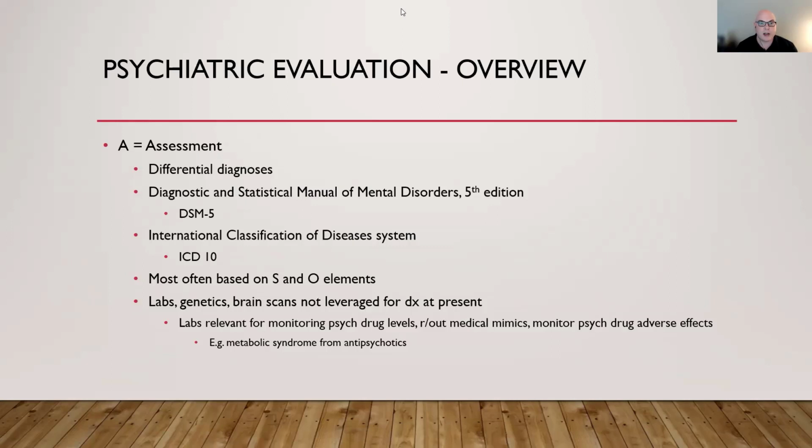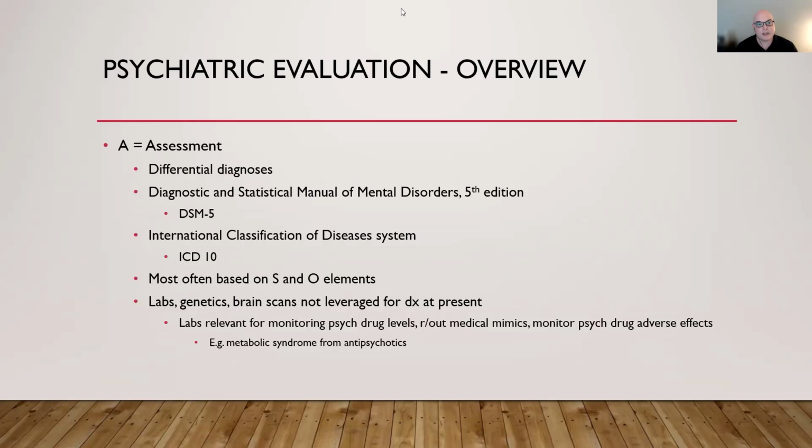At the clinician or provider level, you're using this assessment to really list down your differential diagnoses. Differential diagnoses for mental health disorders are covered in the Diagnostic and Statistical Manual of Mental Disorders, 5th edition, commonly called the DSM-5. We also use the ICD-10, which is the International Classification of Diseases system. These go together, and if you look in the DSM-5, all the diagnoses will also have their ICD-10 codes with them.